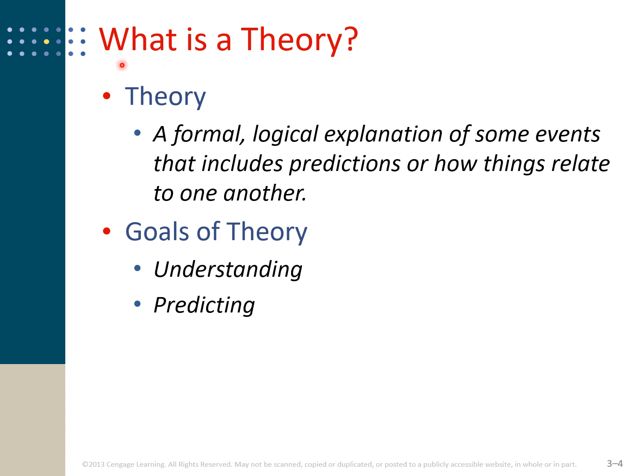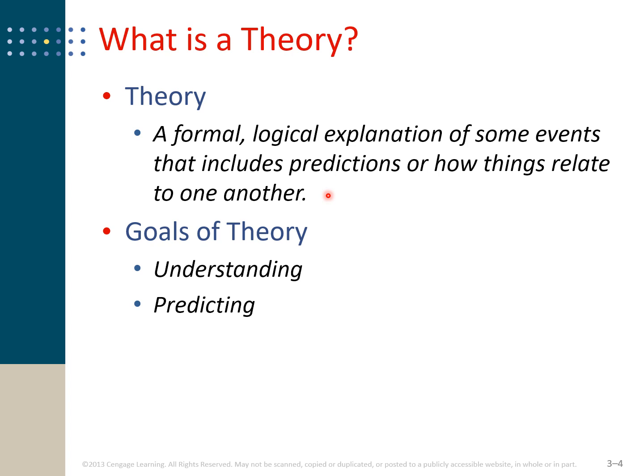Okay, let's focus on slide 4. So, we've just discussed the intuitive idea of theory using the light switch example. Now, let's get a bit more formal. What is the academic definition of a theory? As you can see on the slide, a theory is defined as a formal, logical explanation of some events that includes predictions of how things relate to one another.